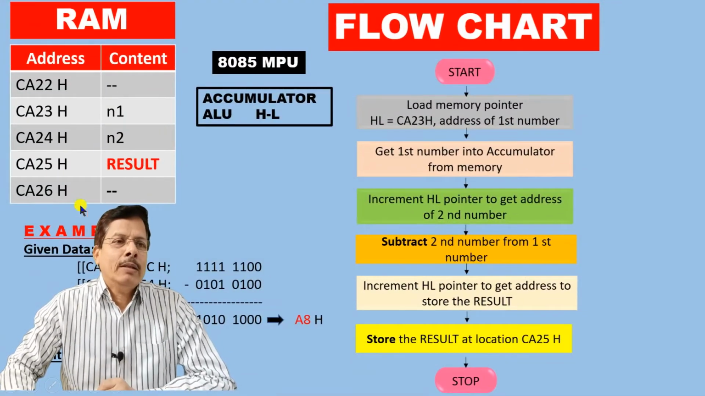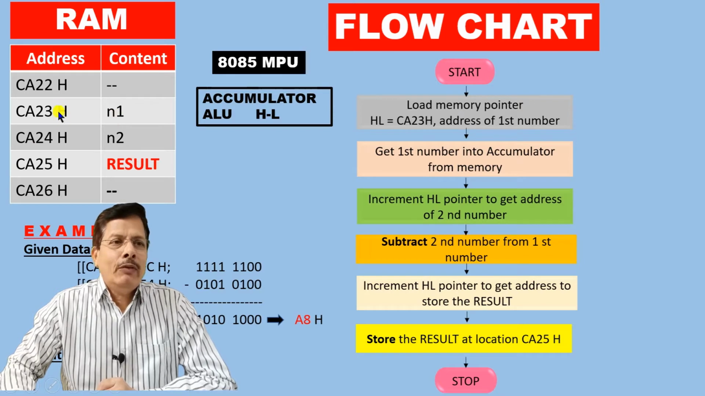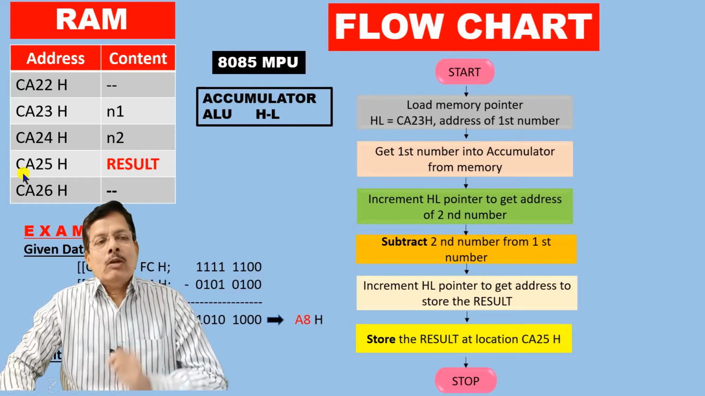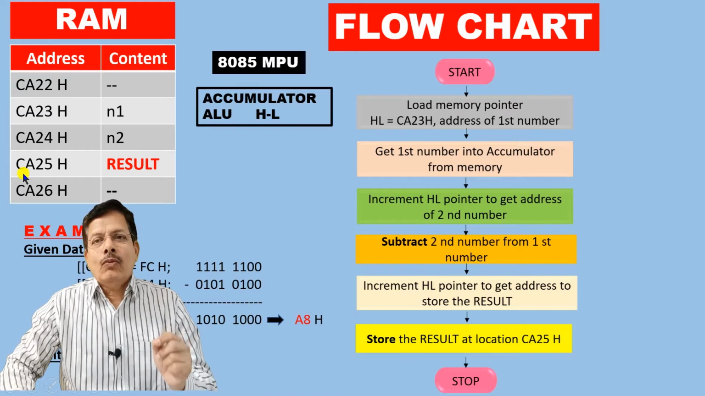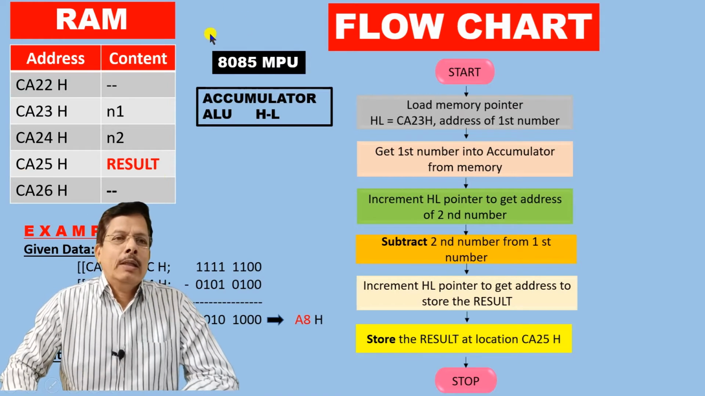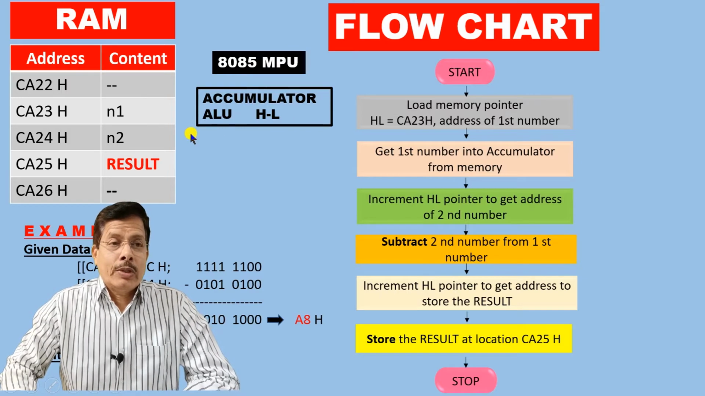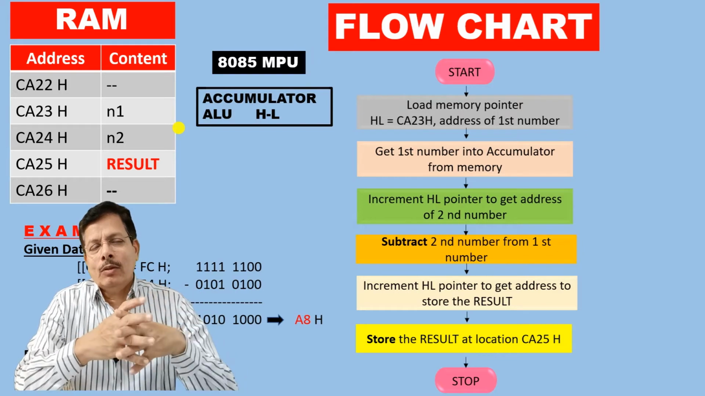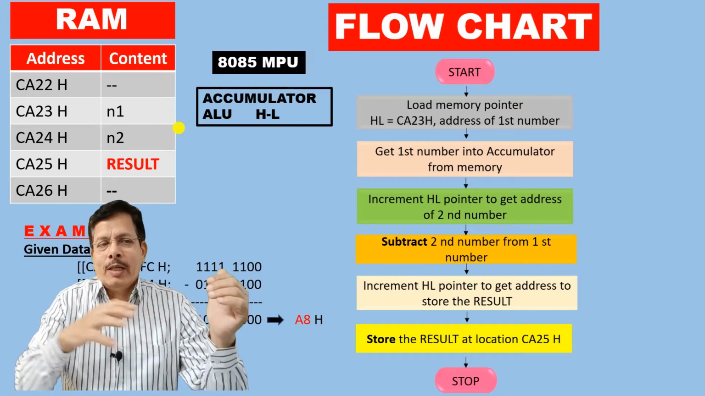Let us assume that the two numbers are given in memory, that is RAM, with the first at address CA23 hex, the next number at CA24 hex, and the result to be stored at the next location, CA25. Here I have shown symbolically a microprocessor, and you know that the numbers cannot be processed in the memory itself, so you will have to access memory.